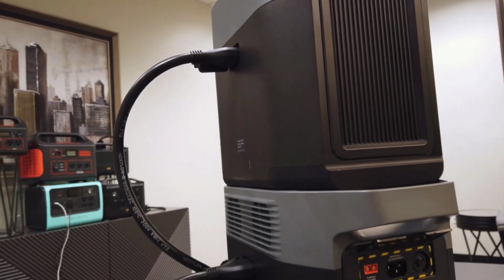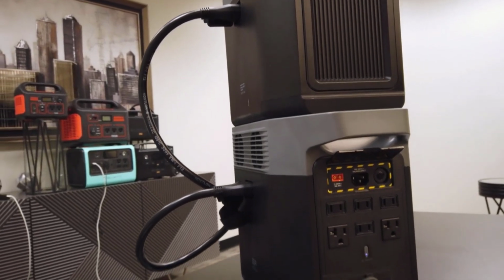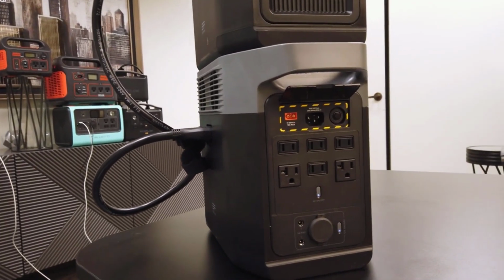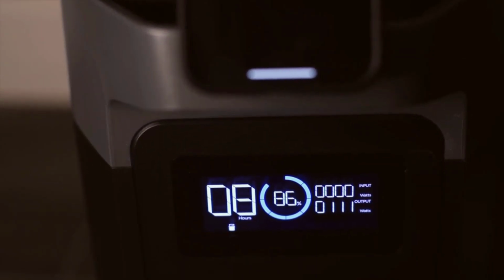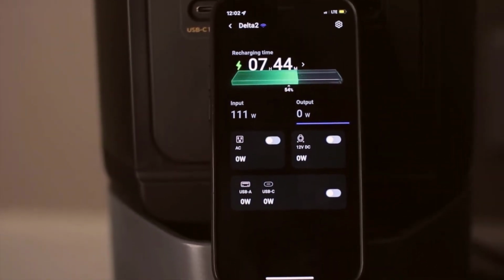Number 2. Longevity and efficiency. One of the most significant advantages of this power station is its long lifespan. Built to last 6 times longer than many other solar generators, it offers an impressive 10 years of daily use before reaching 80% of its original capacity.